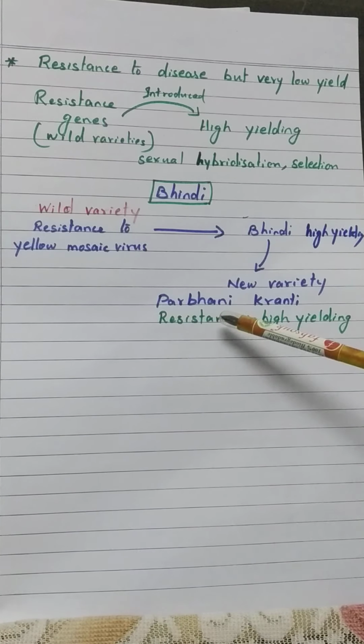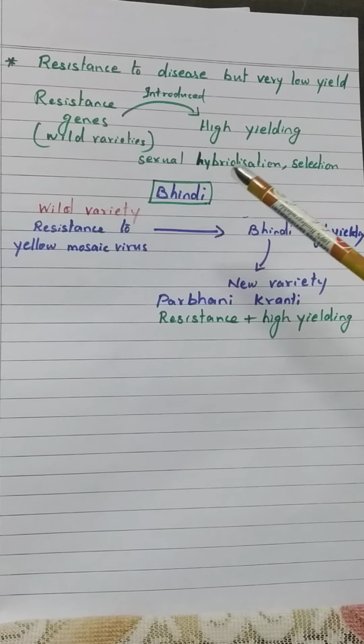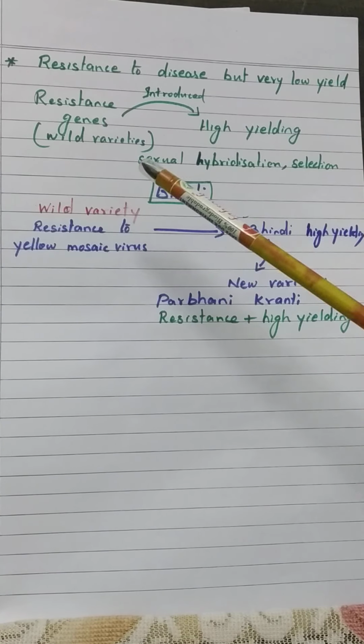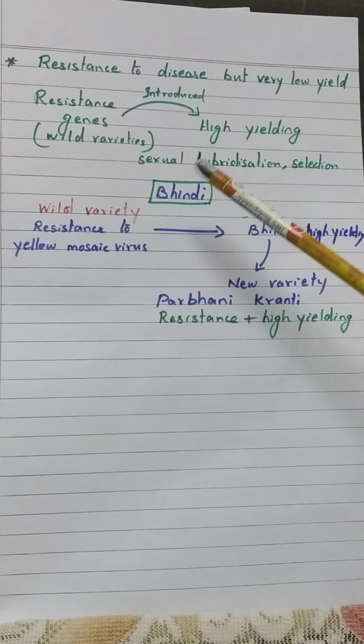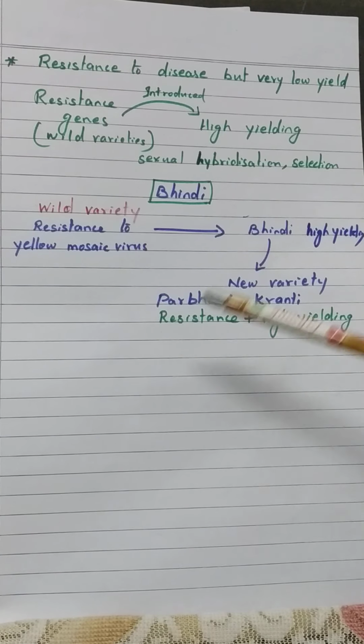So in this way, plant breeding is done for disease resistance. In the next video, we will study plant breeding for developing resistance to insect pests.